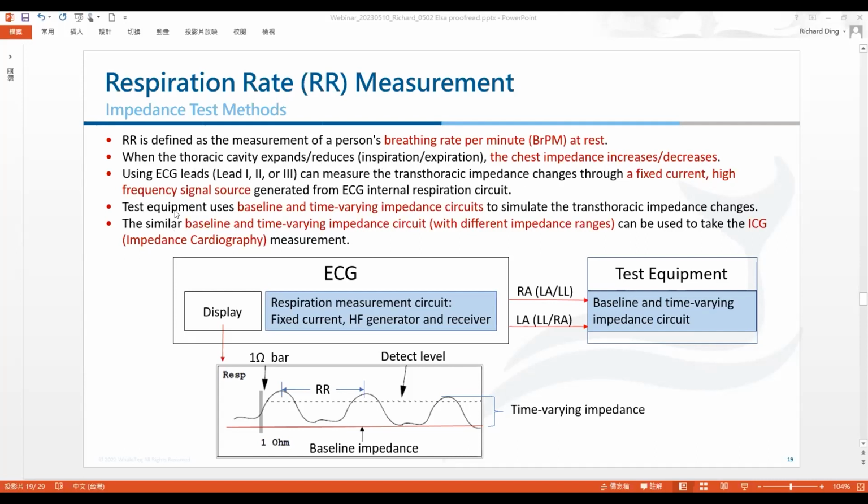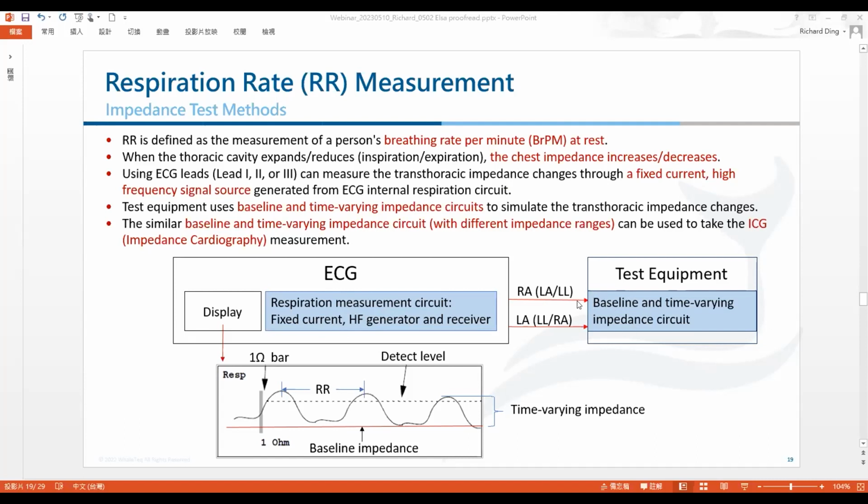Using an ECG lead, for example lead 1, lead 2, lead 3, we can measure the transthoracic impedance change through a fixed current high frequency signal source generated from the ECG internal respiration circuit. So this is the ECG internal fixed current high frequency generator and the receiver. This signal is a high frequency fixed current generated to a lead, for example here the RA, right arm electrode. So this is lead one, and this signal goes to the test equipment.